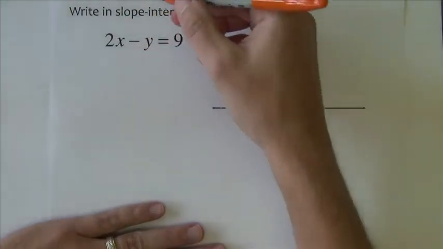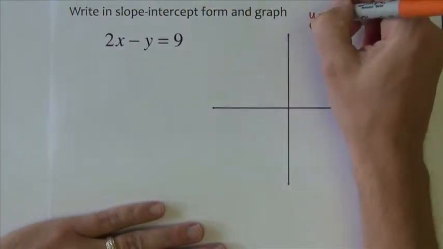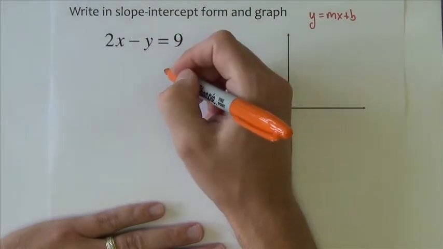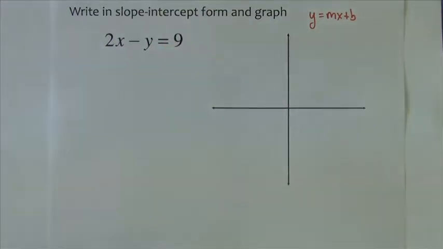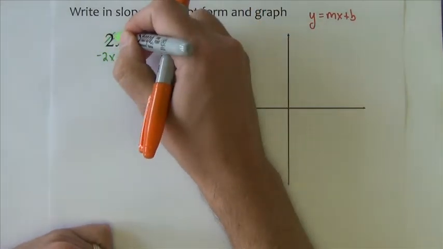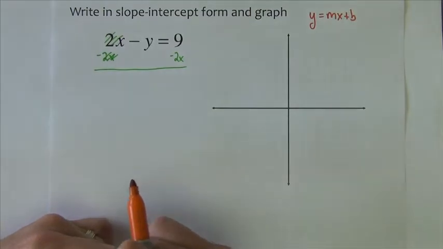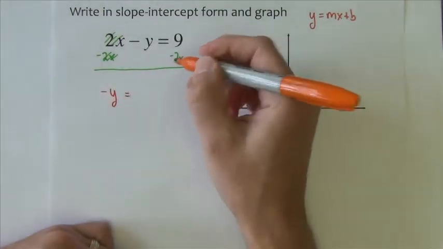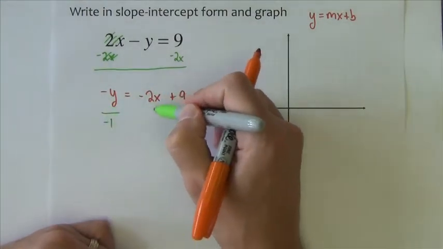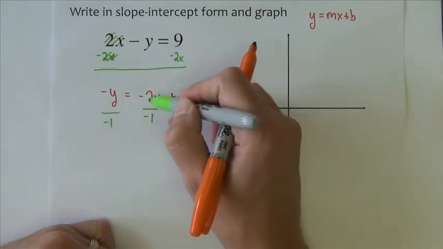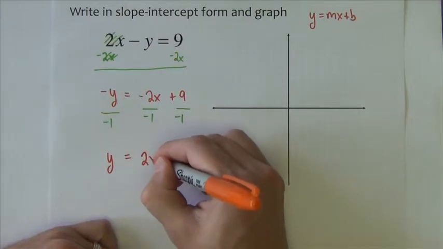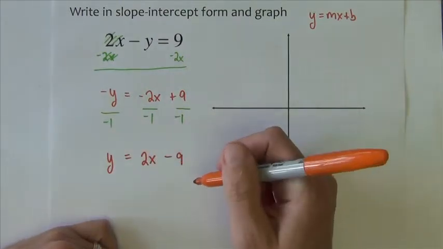So let's do that. We want to get this in slope-intercept form, which means we need to write it as y equals mx plus b. Essentially, we need to solve for y, is the instruction here. I begin by subtracting 2x from both sides. So that gives me negative y equals negative 2x plus 9. Divide by negative 1. Make sure you get both terms here divided by the negative 1. So we get y equals 2x minus 9.